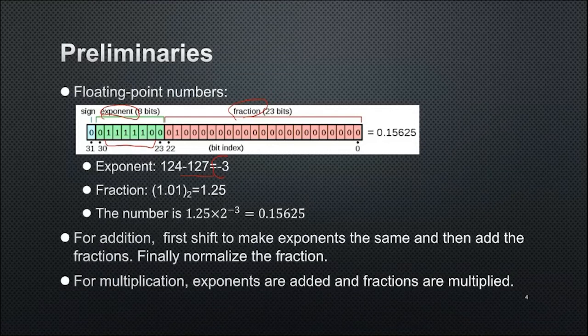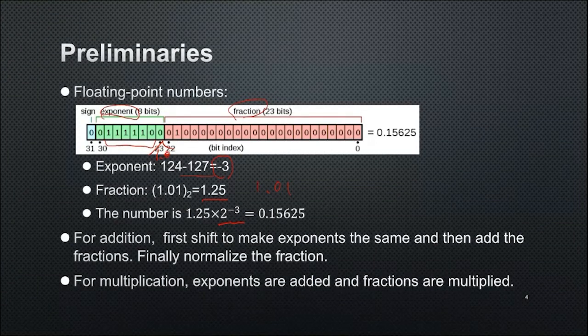And to interpret the fraction part, we have to add 1 point in front of the fraction. So in this case, it is 0, 1, and we have to add 1 point in front of it. So in this example, the floating point number here is 1.25 times 2 to the -3.